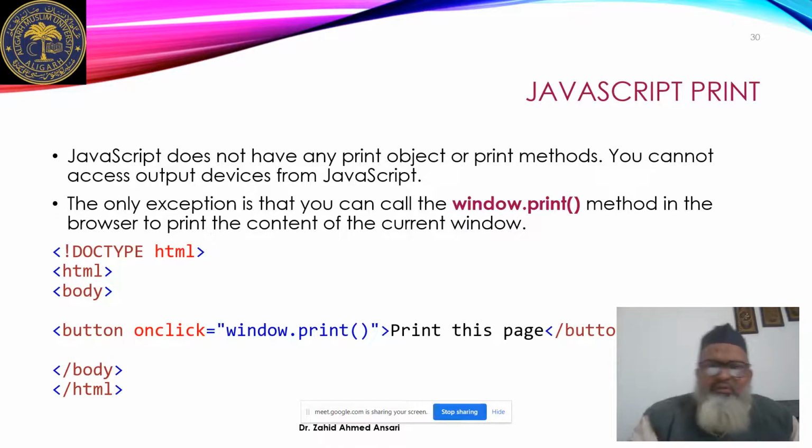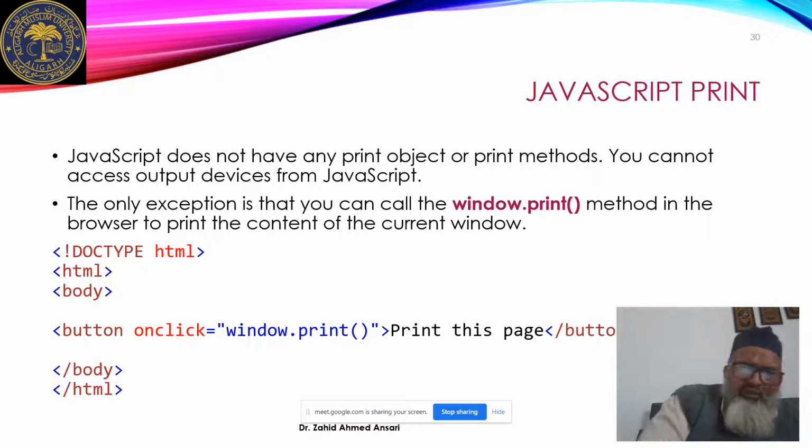Through JavaScript, you can also print. Let's say you want to print, you can print it. JavaScript does not have any print object or print method. You cannot access output devices from JavaScript. The only exception is that you can call the window.print method in the browser to print the content of the current window.